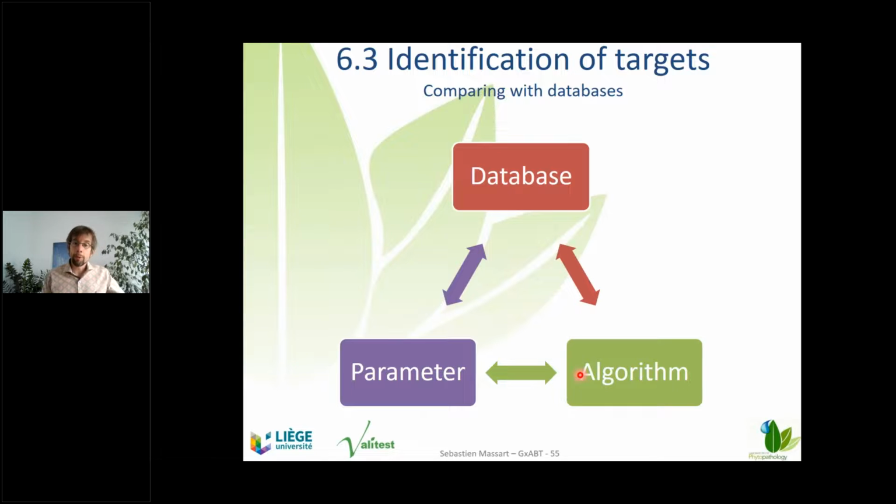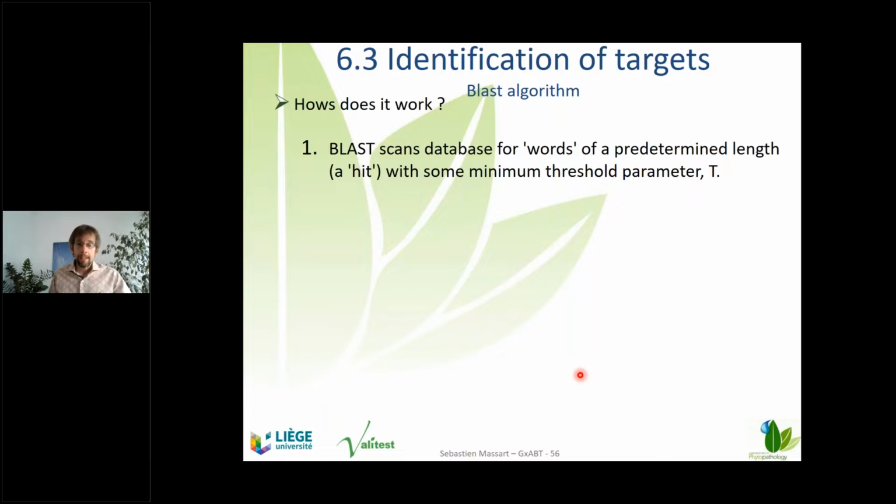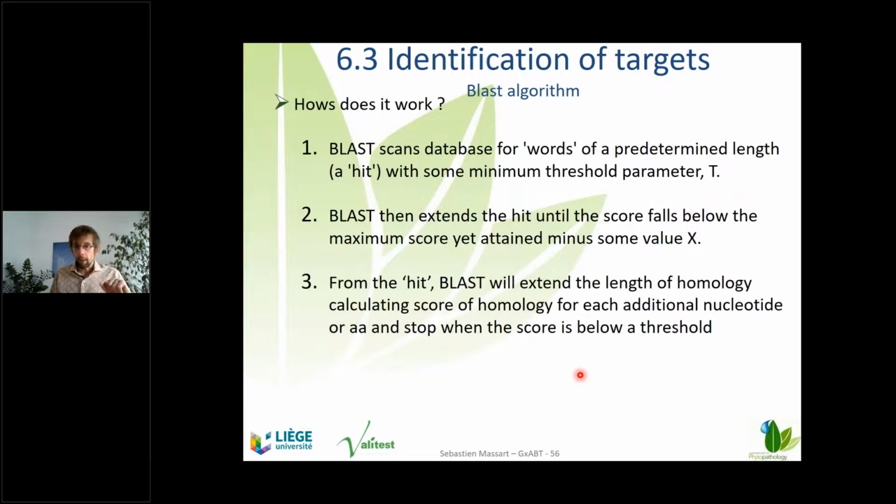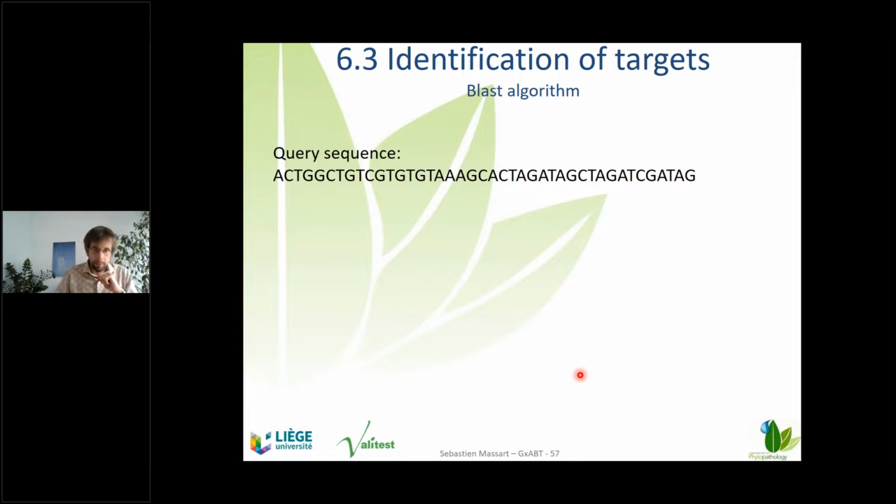It is very important to be able to evaluate what is the best database, what is the best algorithm, and what is the best parameter to make this comparison. For that, the most popular one is the BLAST algorithm, at least for shotgun. There is another algorithm for amplicon, but BLAST will scan a database for words of determined length and calculate a threshold. I will go directly into the example here.